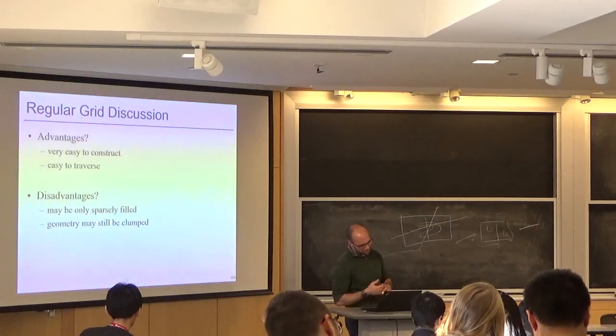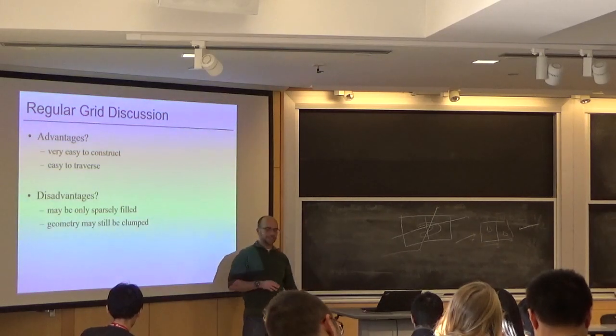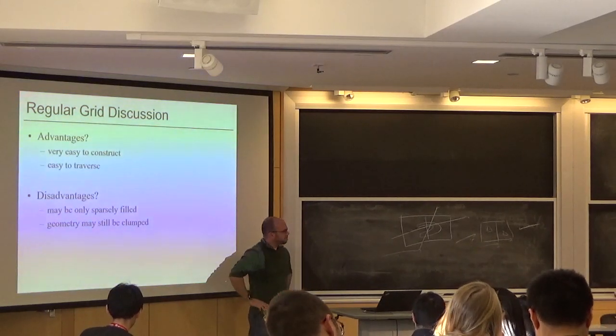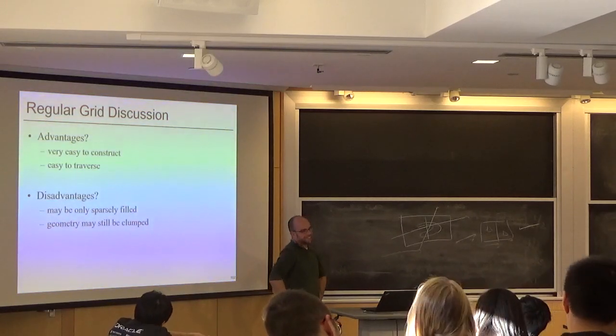Right? And so the advantage is it's really easy to construct this thing, right? You're just binning stuff. There's no recursion involved, it's easy to reverse. But you might end up with a giant grid on top of your scene where most of the cells are empty. You still got to walk through them.